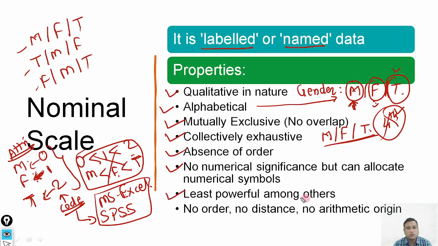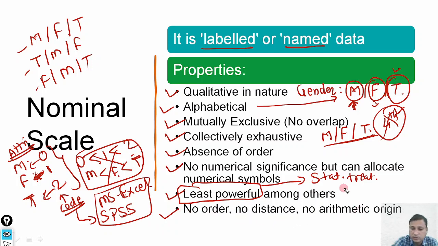Least powerful among others. What does that mean? Least powerful in what sense? It is least powerful so far as statistical treatment is concerned. So we can give very little statistical treatment on nominal data. That is the meaning of this property. And finally, there is no order, no distance, and no arithmetic origin.